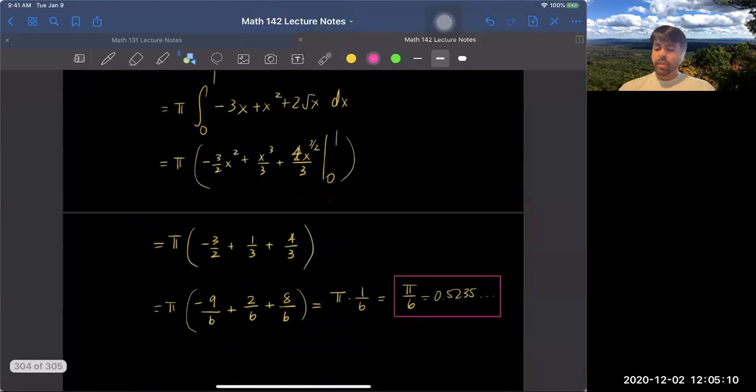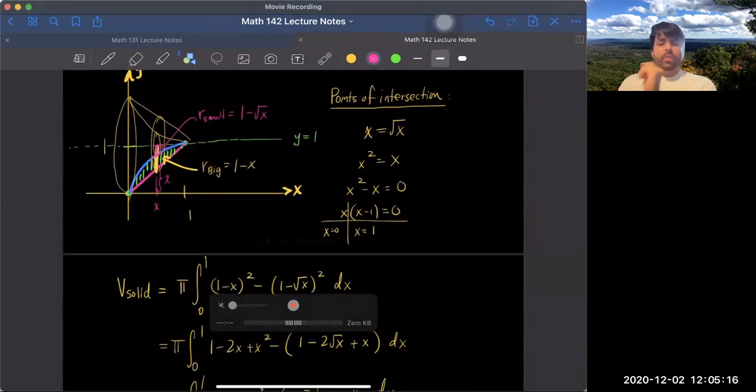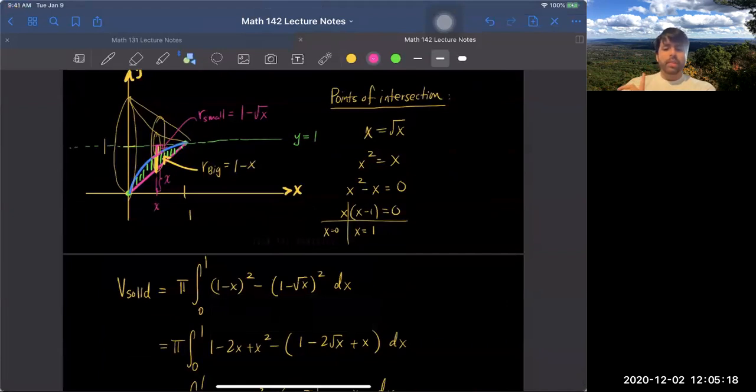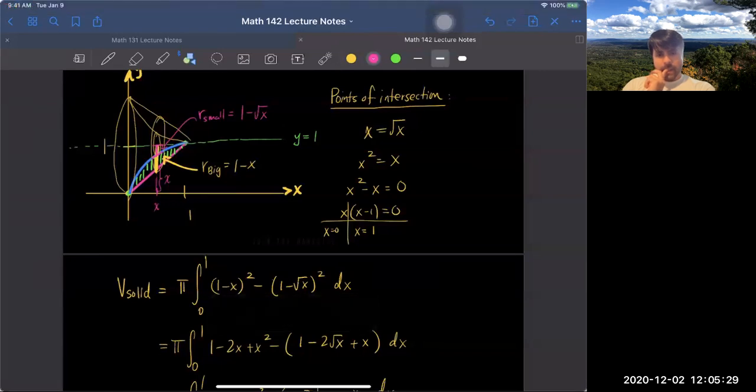Okay, so any questions about this? Does anybody have any questions about the big and the small for this problem? Does everybody see why the small is 1 minus square root of x? Does everyone see that? Yes. Okay.